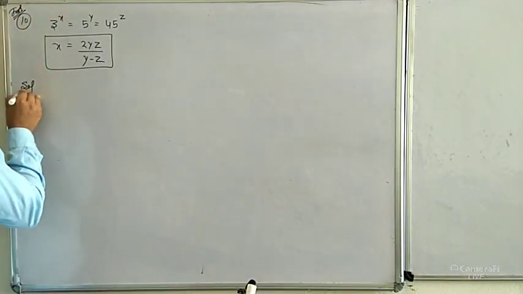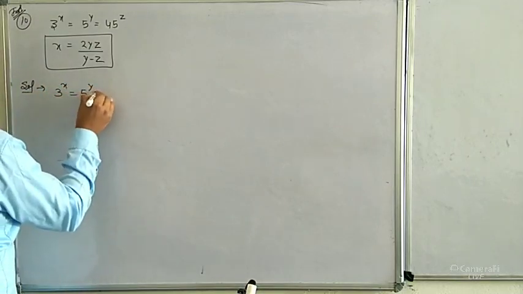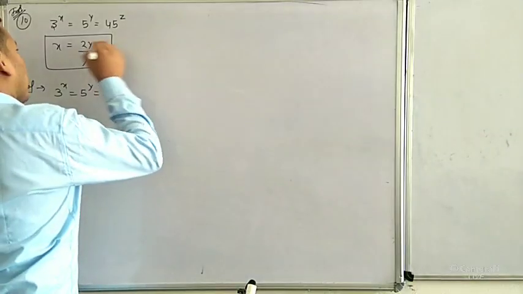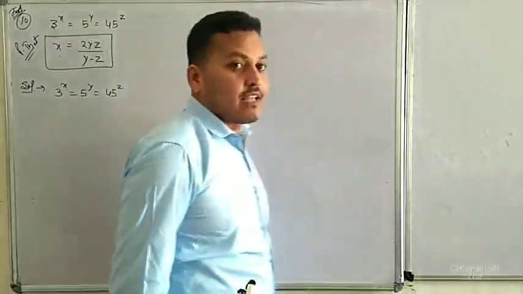Okay, the solution of this question. We have given 3 to the power x is equal to 5 to the power y is equal to 45 to the power z, and according to the question, we have to prove that x is equal to 2yz upon y minus z.